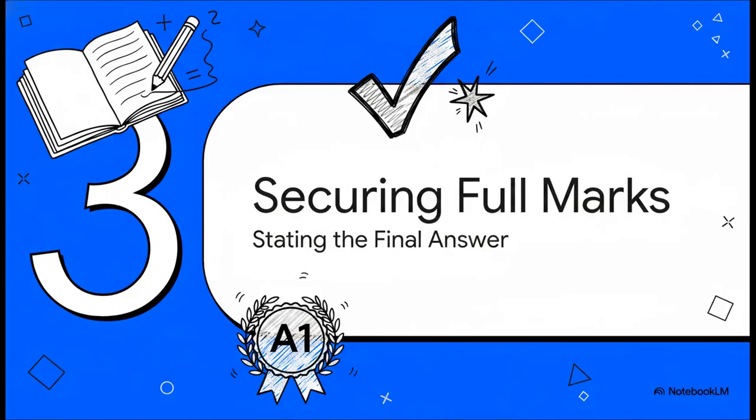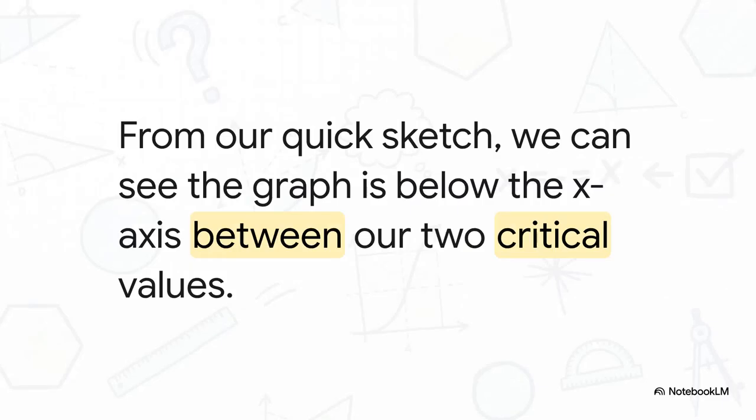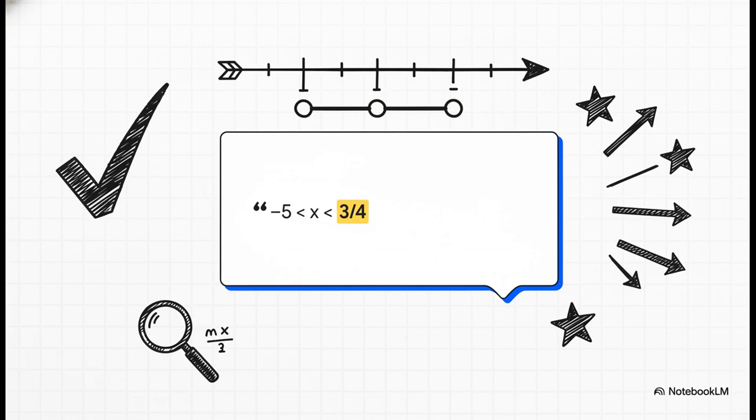Okay, so we've got all the pieces of the puzzle. Now we just have to put them together and write down the answer correctly to get that final accuracy mark, the A1. Just look at our little sketch. The bit of the U shape that dips below the x-axis? Well, it's pretty obvious it's the bit between our two critical values, right? Between -5 and 3/4. So how do we write that mathematically? We write it as one single inequality. We say that x is bigger than -5, and at the same time, it's smaller than 3/4. That right there, that's your perfect full marks answer.